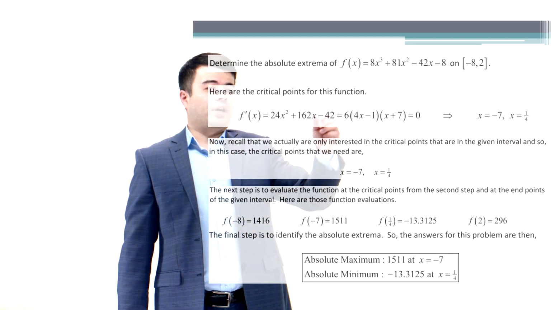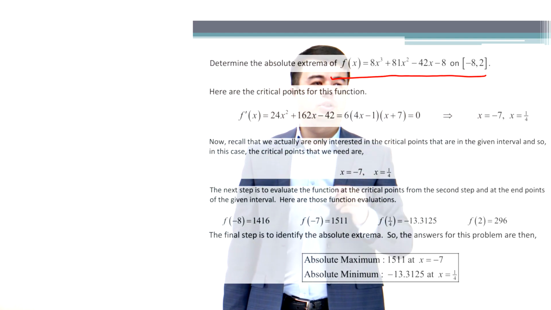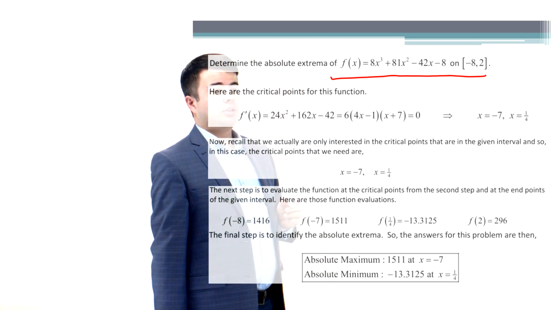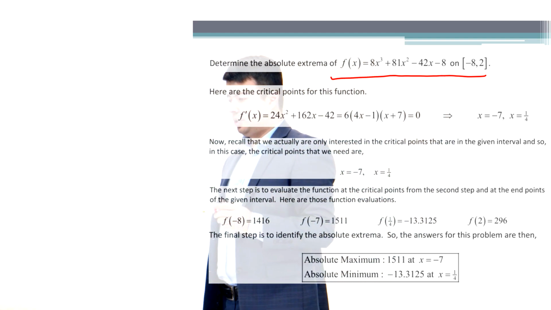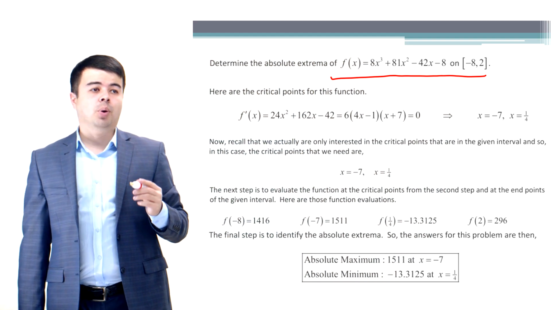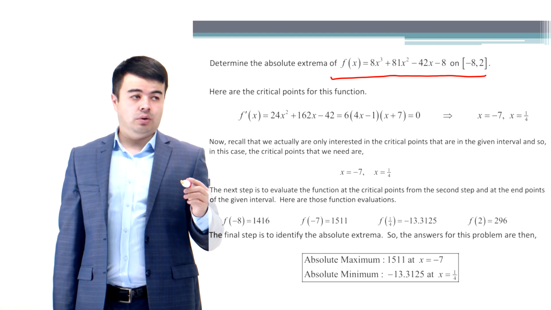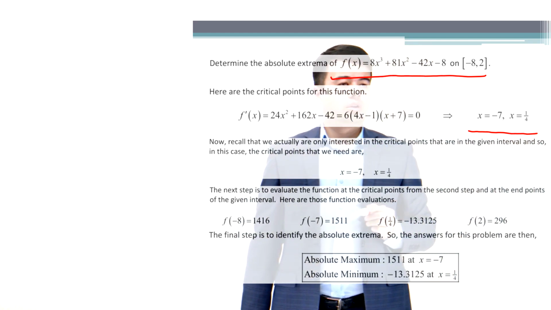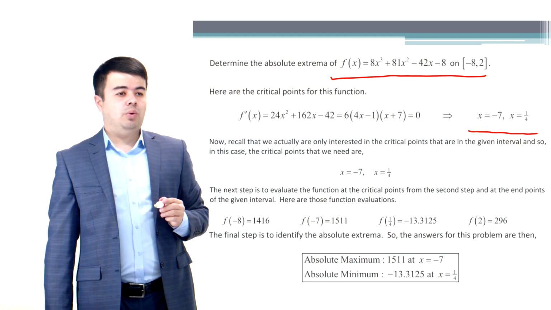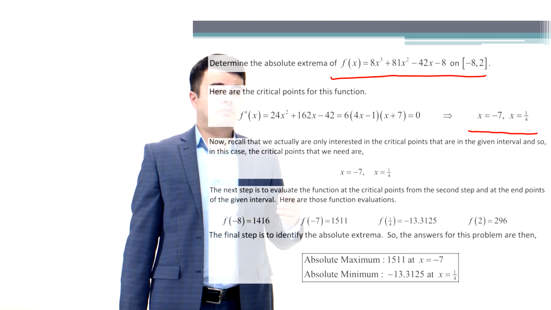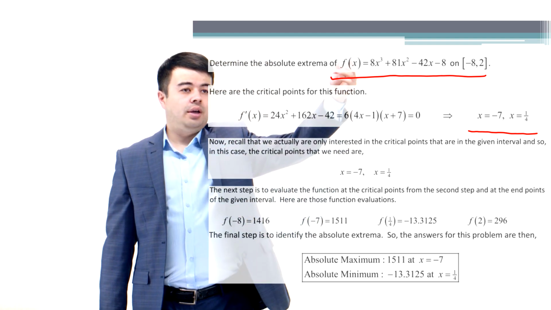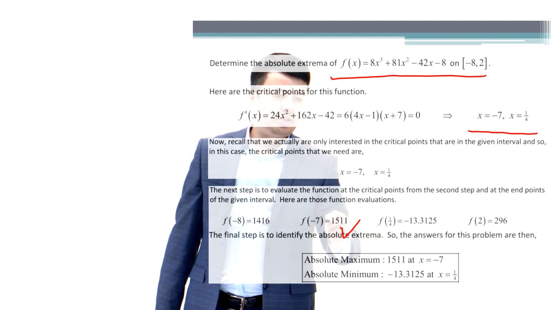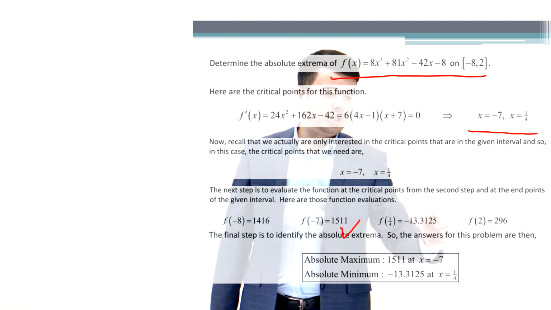For example, here given the function f of x equals 8x cubed plus 81x squared minus 42x minus 8 on the given interval [-8, 2]. What should we do again? We will find all critical points first, it's necessary. After finding all critical points, here we have two critical points, minus 7 and 1 over 4. Then find the corresponding values at these points. When it's minus 7, it equals this number. When it's 1 over 4, it equals this number.